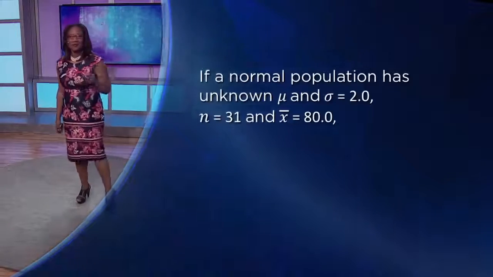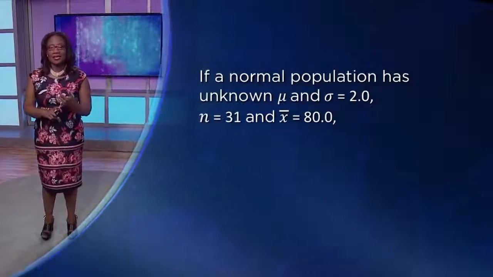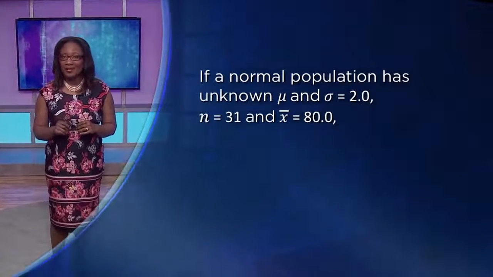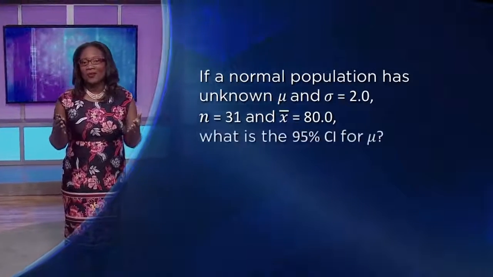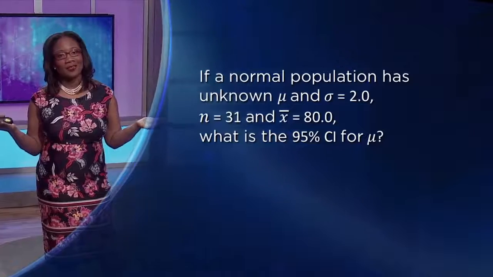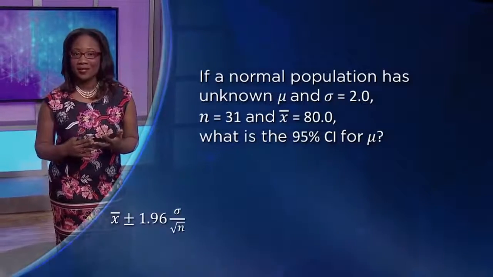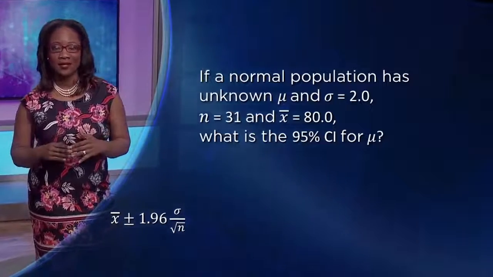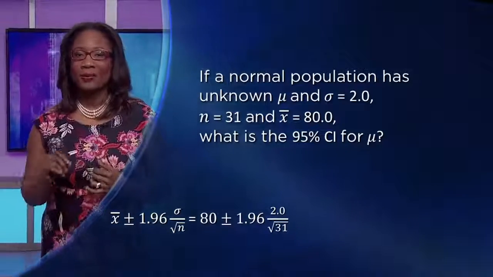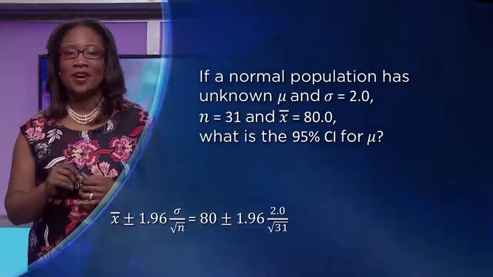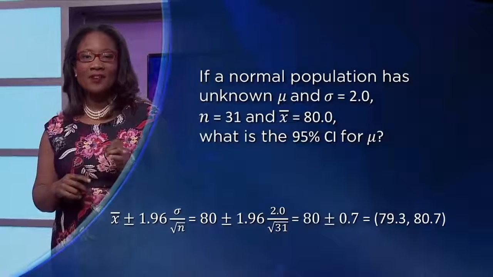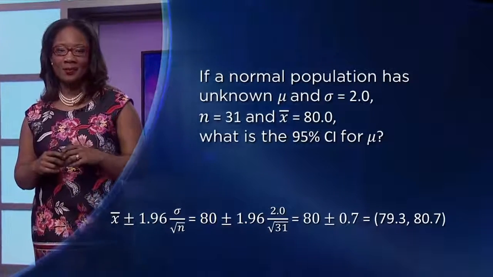Let's do an example. We've got a normal population, unknown mean, but a sigma equal to 2, and 31 values, and an x bar equal to 80. We want to know, what is the 95% confidence interval for mu? Well, we know how to plug it in to what we just solved. We're going to plug it into our x bar plus or minus 1.96 sigma over root n. Look what you get when you plug those values in. So there's your 80 plus or minus 1.96, a sigma equal to 2, divided by the square root of n, which is the square root of 31. This gives us a confidence interval from 79.3 to 80.7.